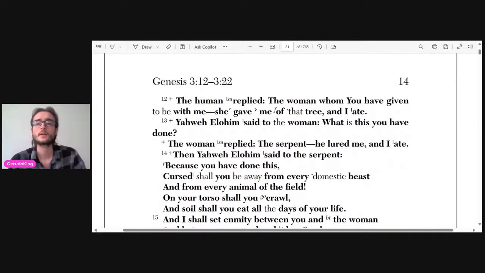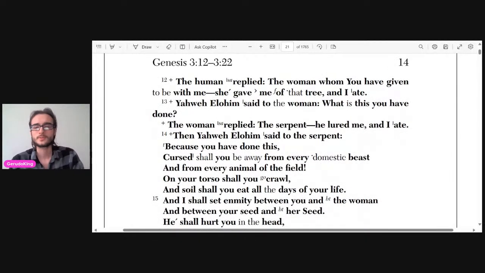The human replied, The woman whom you have given to be with me, she gave me of that tree, and I ate. Yahweh Elohim said to the woman, What is this you have done? The woman replied, The serpent, he lured me, and I ate.